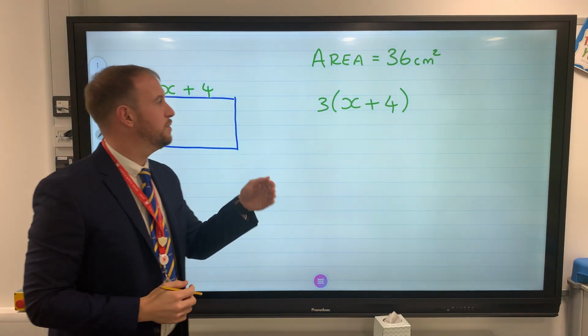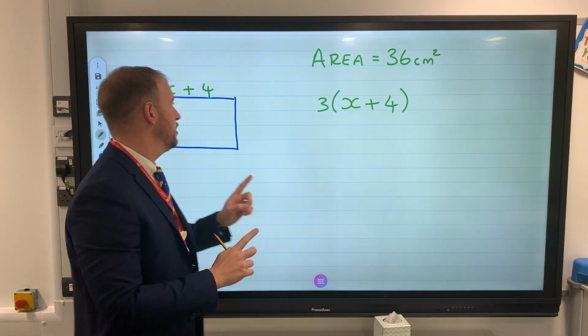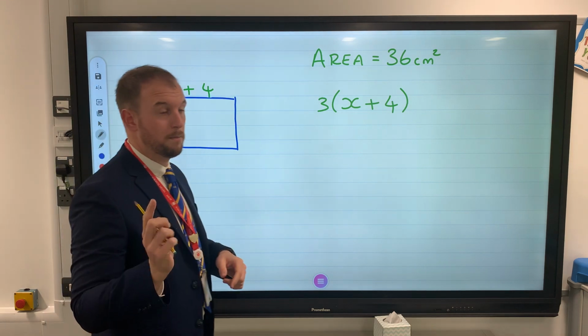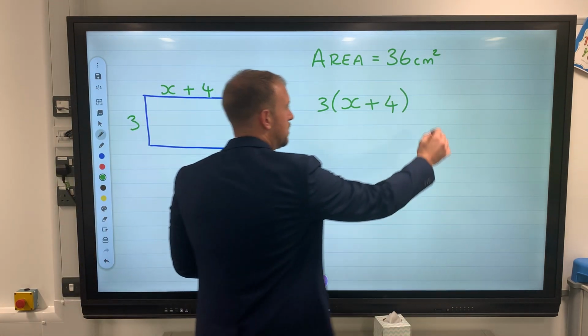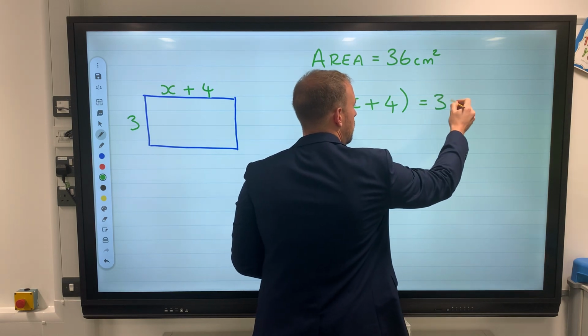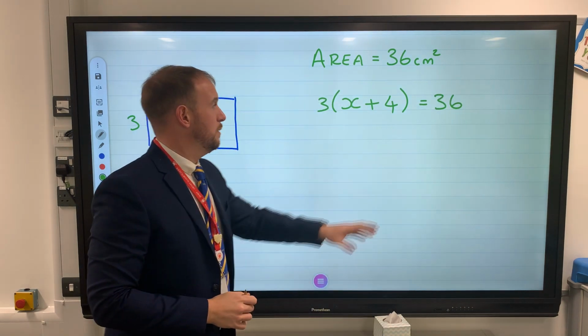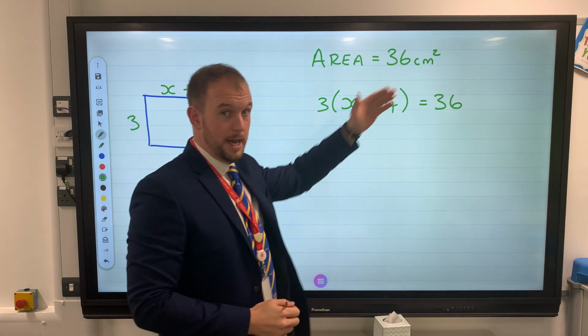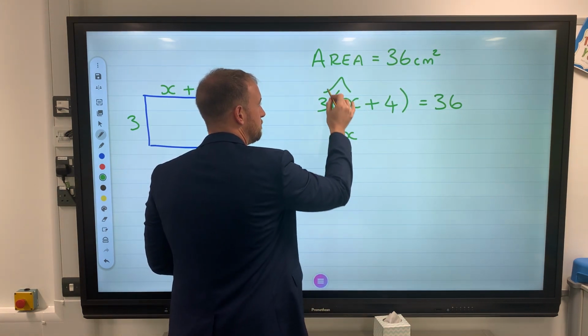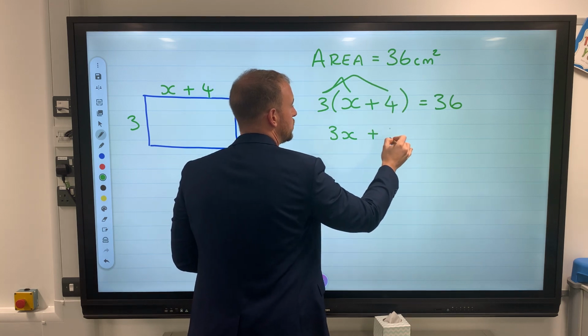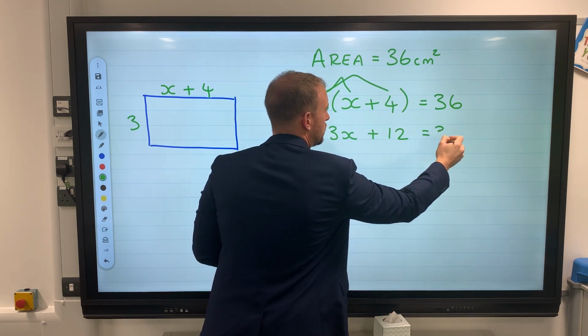Okay, so that's the algebra skill. When we multiply two expressions together, we use brackets. This is our expression. To make it an equation, we put equals on the end, and then whatever they've given us in the question. Now we solve. 3 times x is 3x. 3 times 4 is 12, which equals 36.